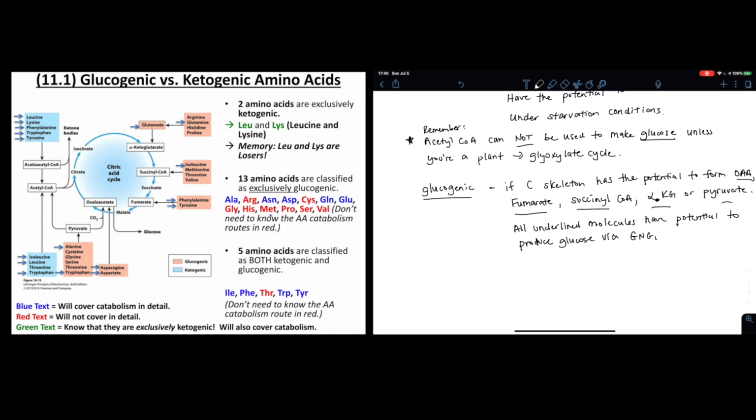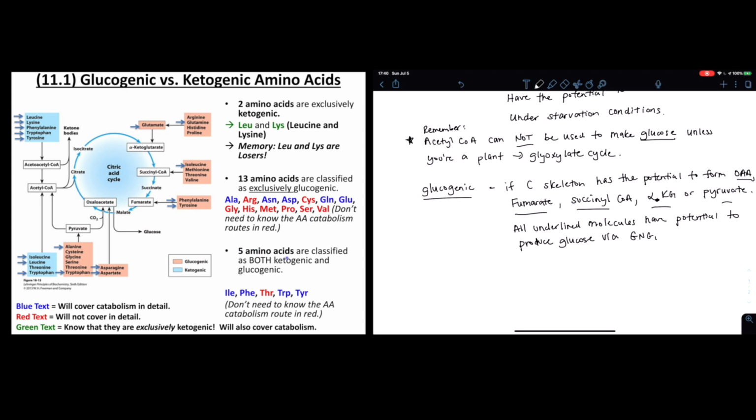So the ones that you don't need to know are the ones that are in red. The only ones that I want you to know are the ones that are in blue. So that's alanine, asparagine, aspartate, glutamine, and glutamate. And guess what? We already went over all of these in other parts of the course, in set 6 and set 7. So that's why I put them in here, okay? These amino acids have carbon skeletons that can all produce, for example, pyruvate, oxaloacetate, or alpha-ketoglutarate. Okay, so those are glucogenic.